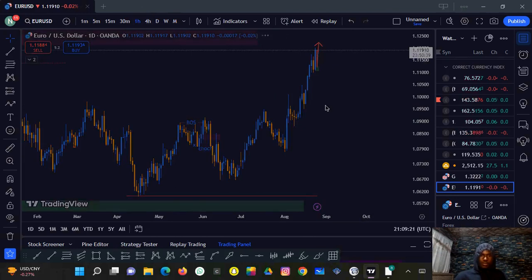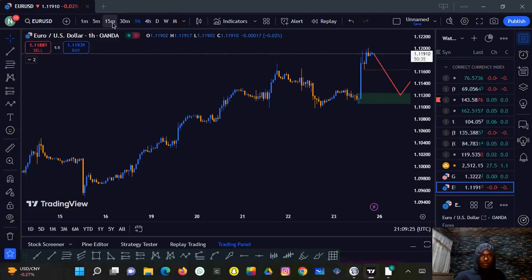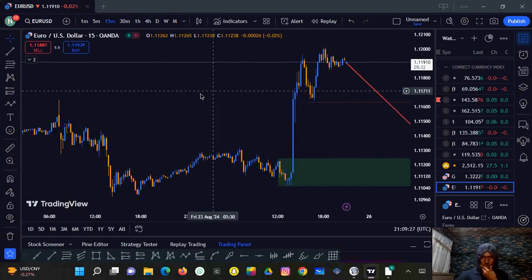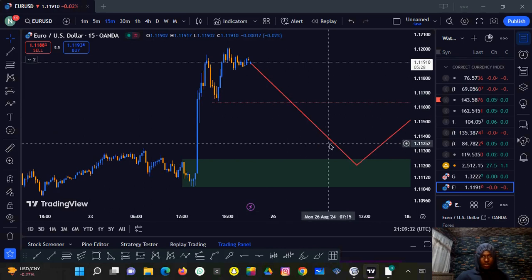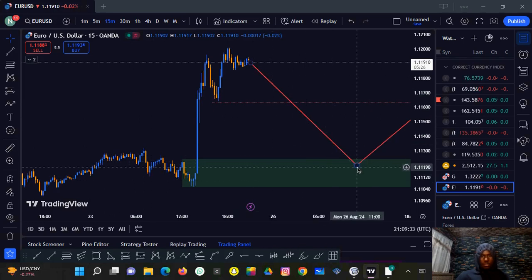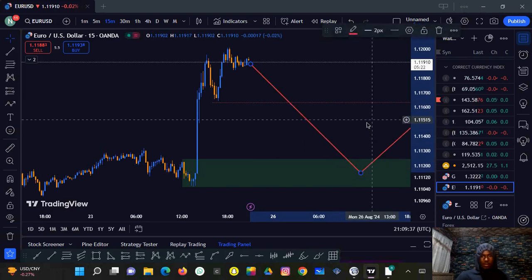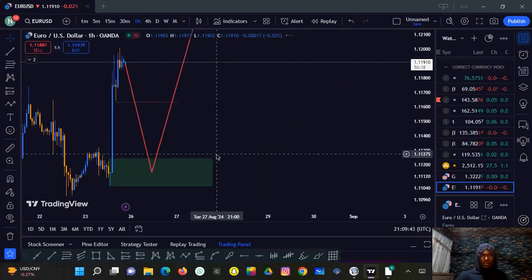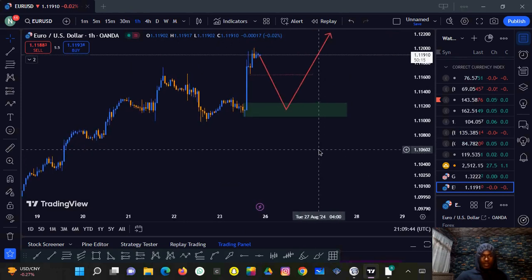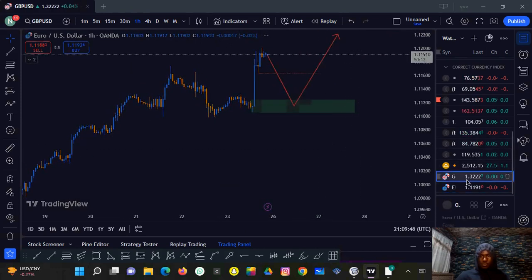So it is likely. Monday and Tuesday is going to do this work. Maybe by Tuesday, New York, we can see a move here. Then we see something like a change of character. Then we jump in. Alright. So let's move to GBP USD.